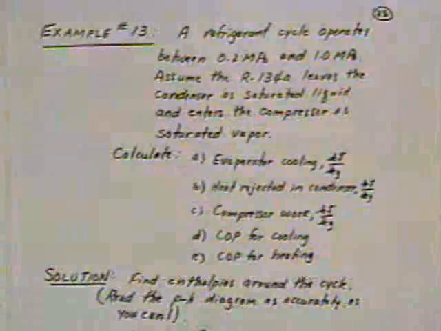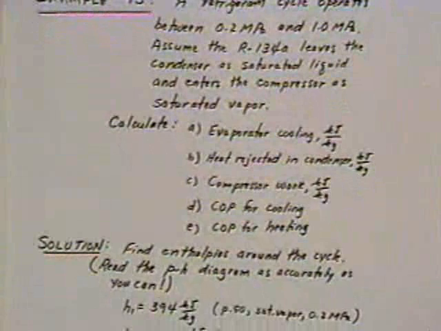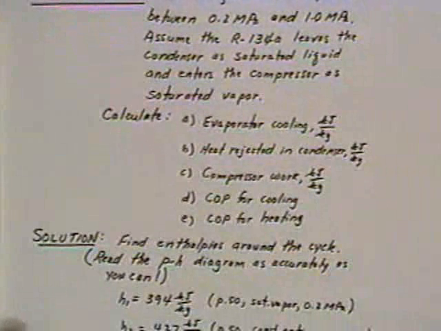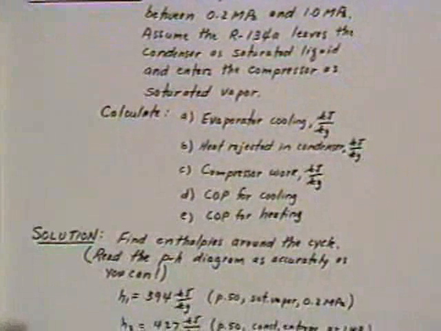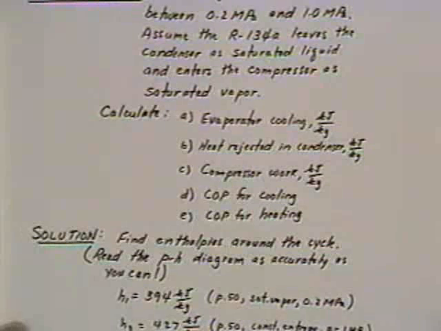So coming back to example 13 again, what we'd like to do is do a complete cycle analysis on this problem, and what we'd like to do is calculate the evaporator cooling, in kilojoules per kilogram. We'd like to determine how much heat is rejected in the condenser, also in kilojoules per kilogram. We'd like to find the compressor work, in kilojoules per kilogram, and we'd like to determine the coefficient of performance for heating and the coefficient of performance for cooling.